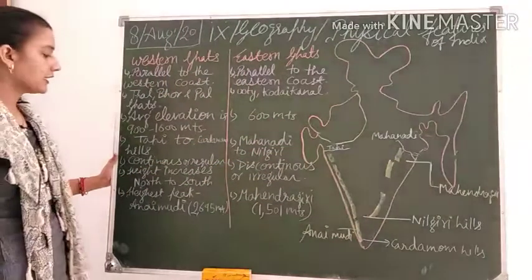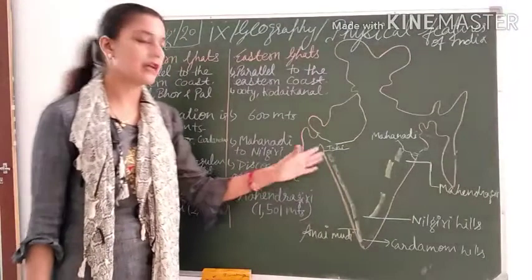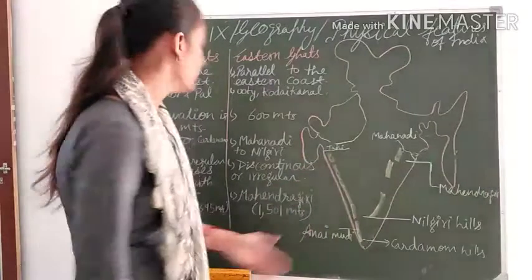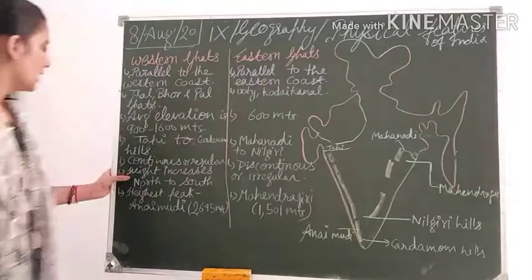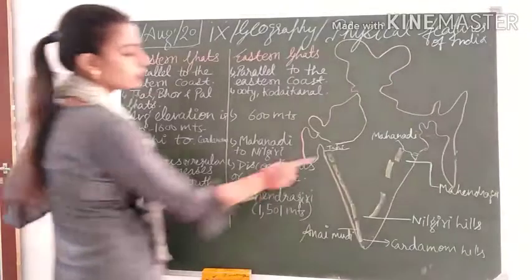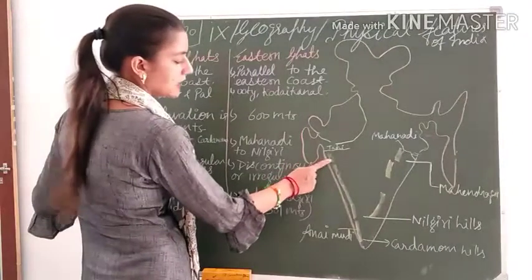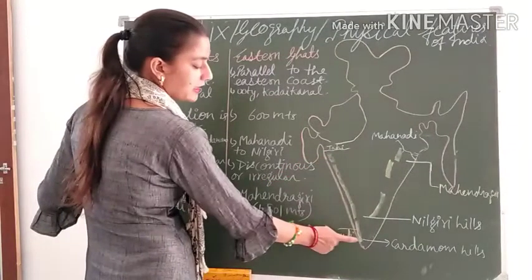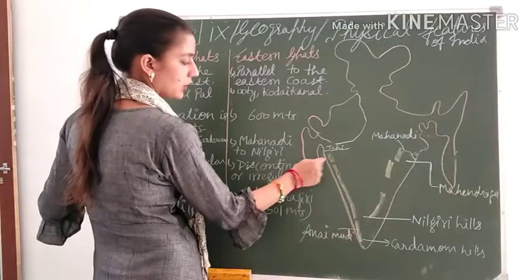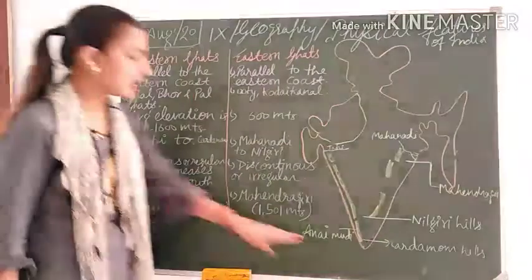Then they are continuous and regular, because there are very few rivers that flow in this region. After that, the height increases from north to south. It means the Western Ghats are higher in the south, and the elevation is lower on the north side. The highest peak is Anaimudi.